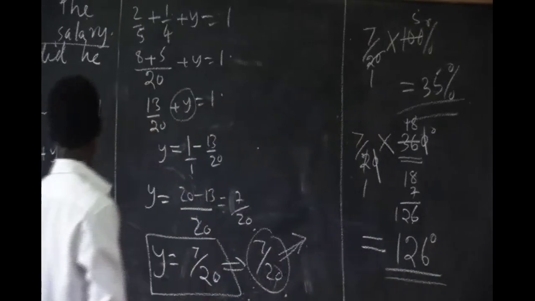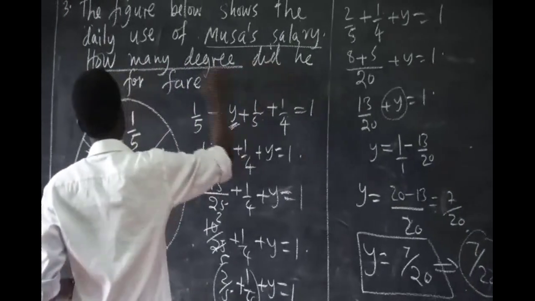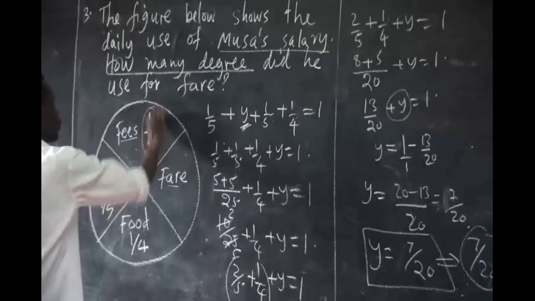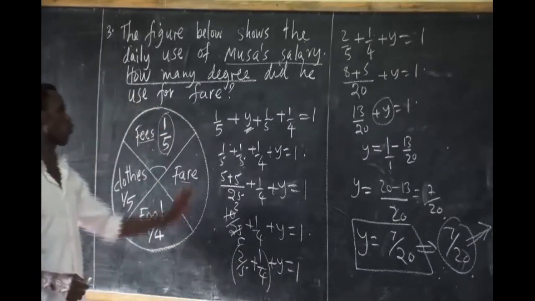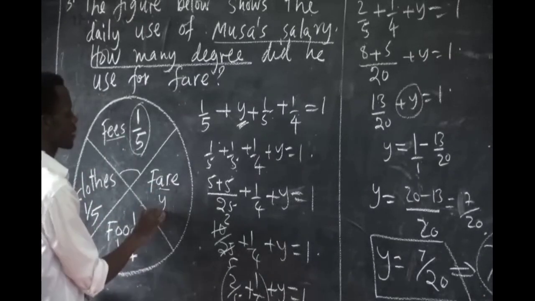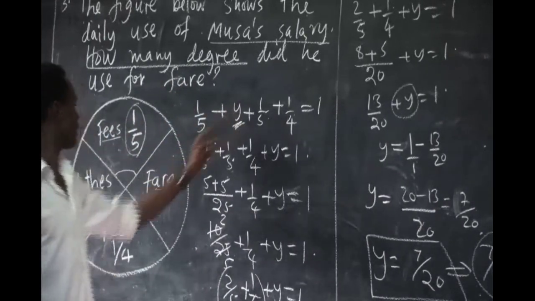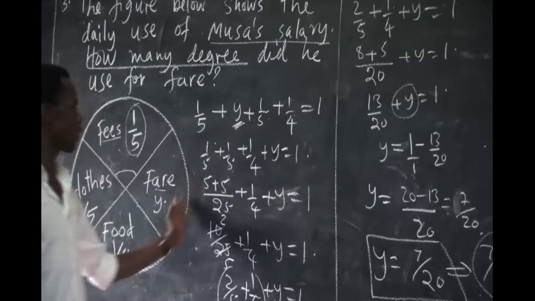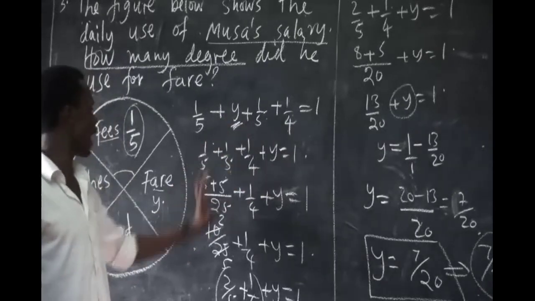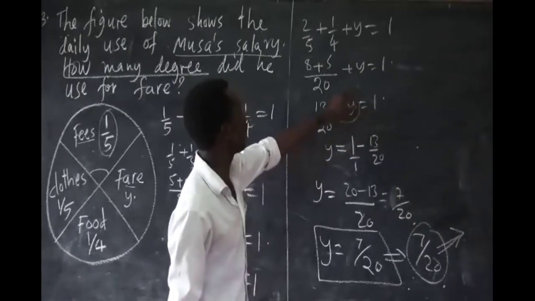So what is all this about? We have tried to find out how many degrees he used for fair. But the pie chart is given in terms of fractions. So you have to know that the sum of the fractions is equal to 1. Let's say fair is represented by y. Now 1 over 5 is for face, plus y for fair, plus 1 over 5 for clothes, plus 1 over 4 for food, is equal to 1. Now by collecting the like terms, you will find that you have 13 over 20 plus y is equal to 1. Now we are looking for the value of y.